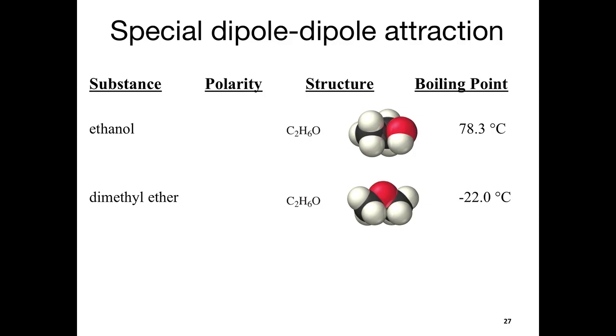Now let's take a look at another attractive force. This one is similar to a dipole-dipole attraction, but it's a very special type. So to see this attractive force at work, let's take a look at ethanol and dimethyl ether. Among these two molecules, which one possesses this attractive force, do you think? By looking at the boiling points here, ethanol has a higher boiling point. It has a higher boiling point, so it has higher attractive force.